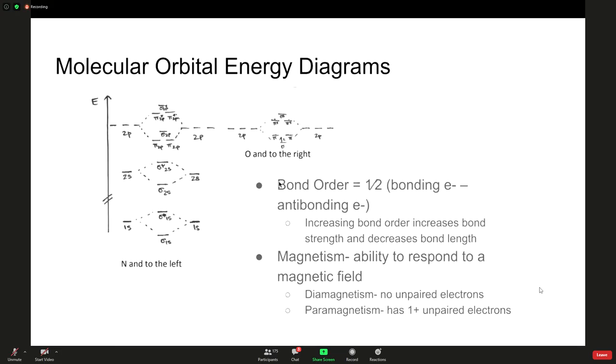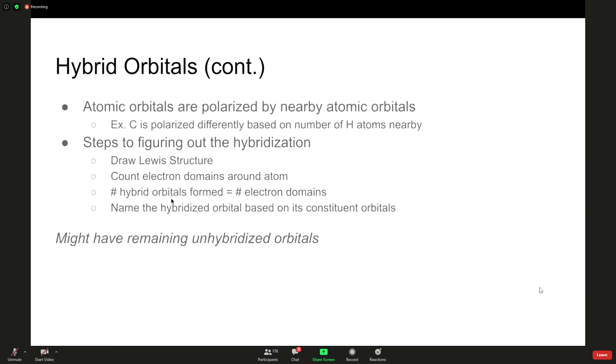And then the other thing that I always forget is magnetism. I'm going to mess up how I say this, but diamagnetism is no unpaired electrons, and paramagnetism is unpaired electrons. They can ask you a question about that, and it'll be good to keep those straight in your head.